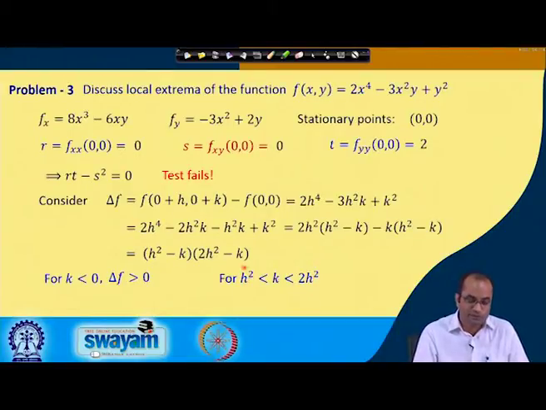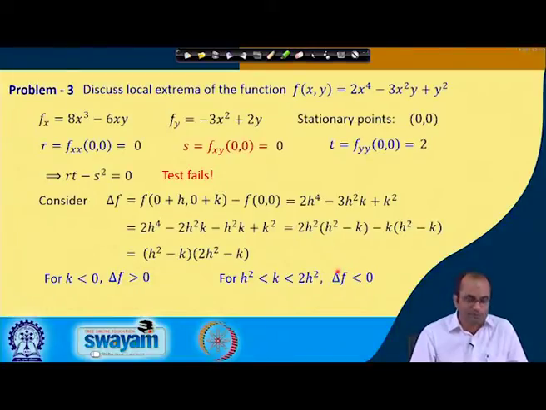So, if we choose our h and k point in the neighborhood which satisfies this inequality, what will happen? This h² is smaller than k, so k minus h² is positive, which makes h² minus k a negative number, and then 2h² is bigger than k, so 2h² minus k is a positive number. So, this negative times positive will make it negative. So, in the neighborhood, when h and k satisfy these conditions, we have delta f negative.